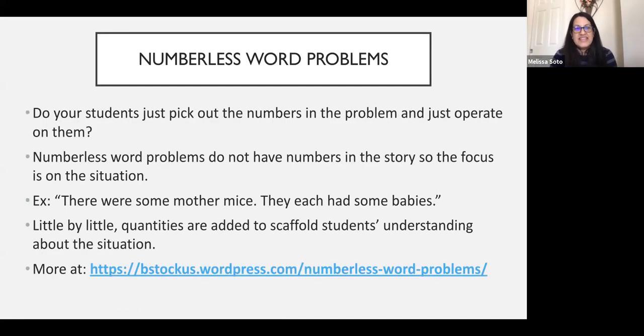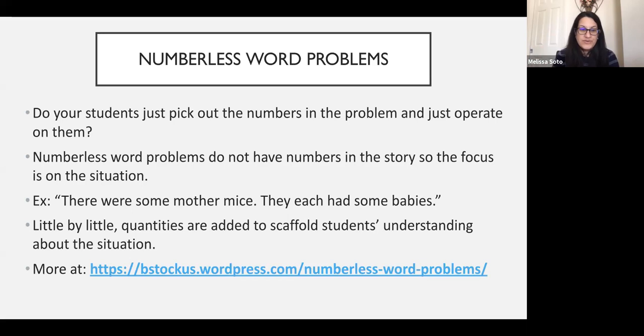And so this is helpful many times for when kids just randomly pick numbers out of story problems and just operate on them. What happens with these particular problems is that there are no numbers in the problem, so the kids can't just pick numbers out. So this is an example here where there are some mother mice and each had some babies.